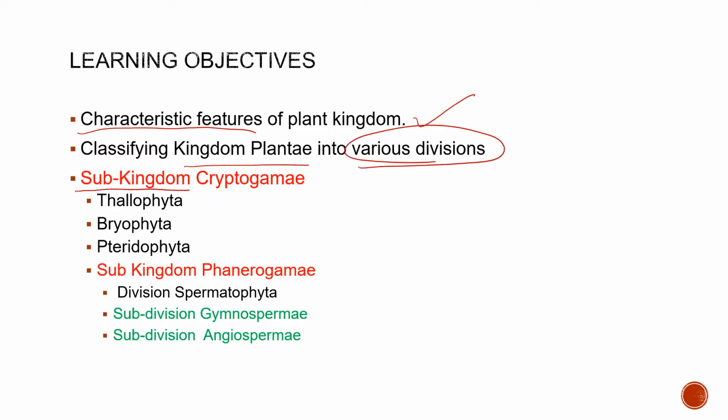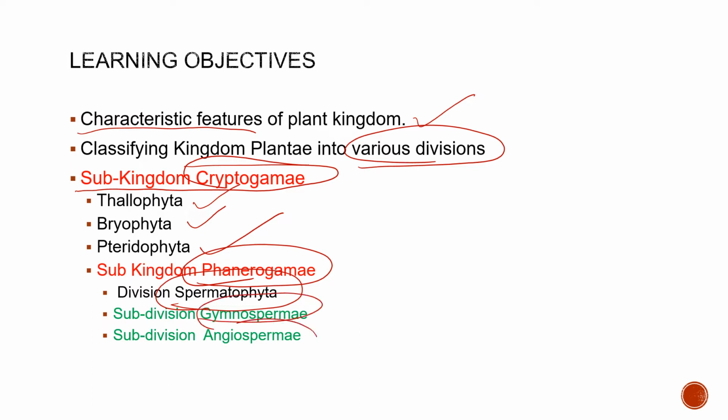First comes the subkingdom Cryptogamae. How we are classifying, and on what basis, we will go through in detail in the coming slides. The subkingdom Cryptogamae is divided into three main divisions: Thallophyta, Bryophyta and Pteridophyta. The next subkingdom is Phanerogamae, which is divided into Spermatophyta. Spermatophyta is again subdivided into two subdivisions, gymnosperms and angiosperms. All this we are going to learn in detail in the coming slides with examples as well as diagrams. So let us move on to the next slide.